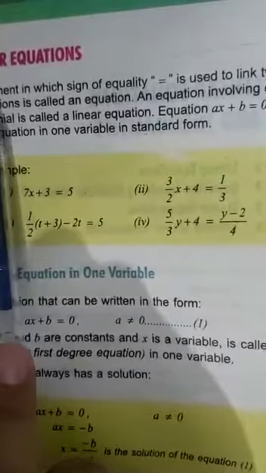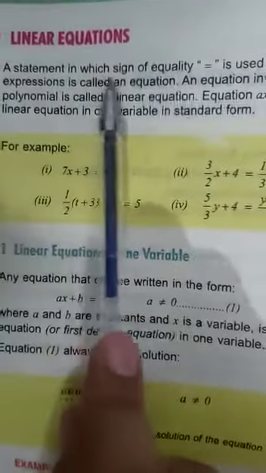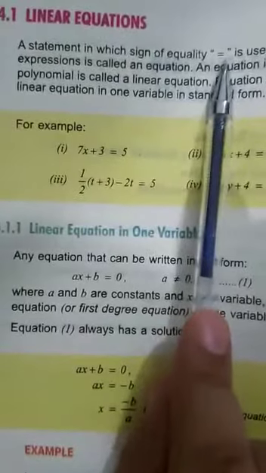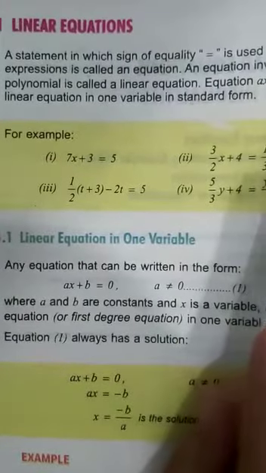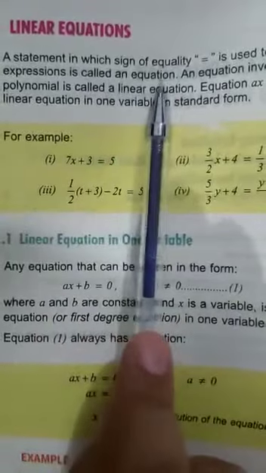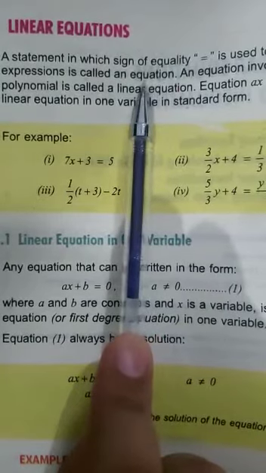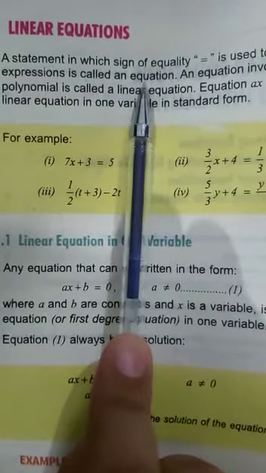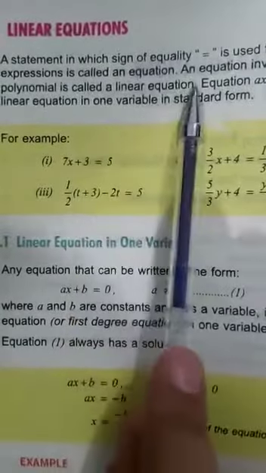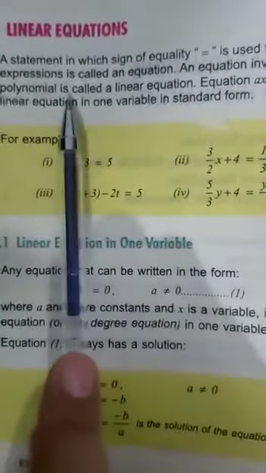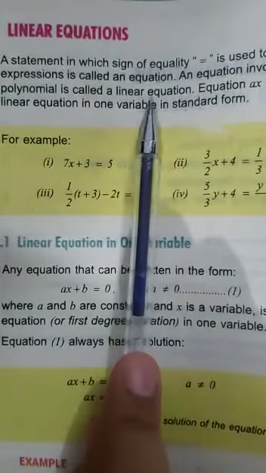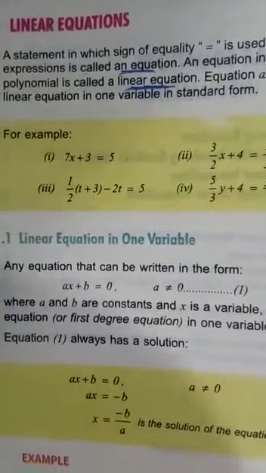So this is a basic definition: a statement in which the sign of equality is used to link two algebraic expressions is called an equation. Underline this. An equation or an algebraic expression where we use the equality sign is called an equation. An equation involving only a linear polynomial is called a linear equation. Here is the definition of a linear equation. This is just an equation and this is a linear equation. You have to rewrite this definition and learn it as well.